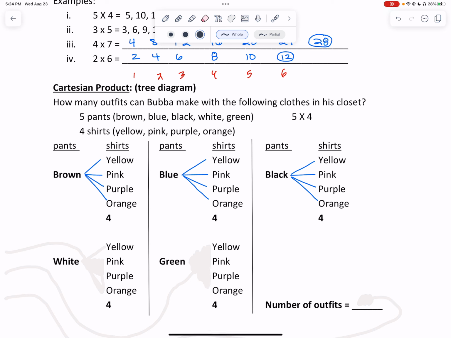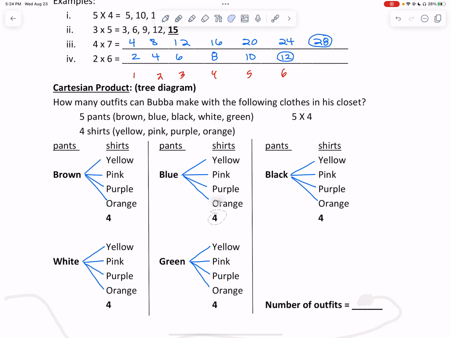Or black pants. I keep saying shorts. He could also have 4 outfits with his white pair of pants. And finally, 4 outfits with his green pair of pants. So the total would be 4 plus 4 plus 4 plus 4 plus 4. That's 1, 2, 3, 4, 5 fours. So he has 20 outfits.